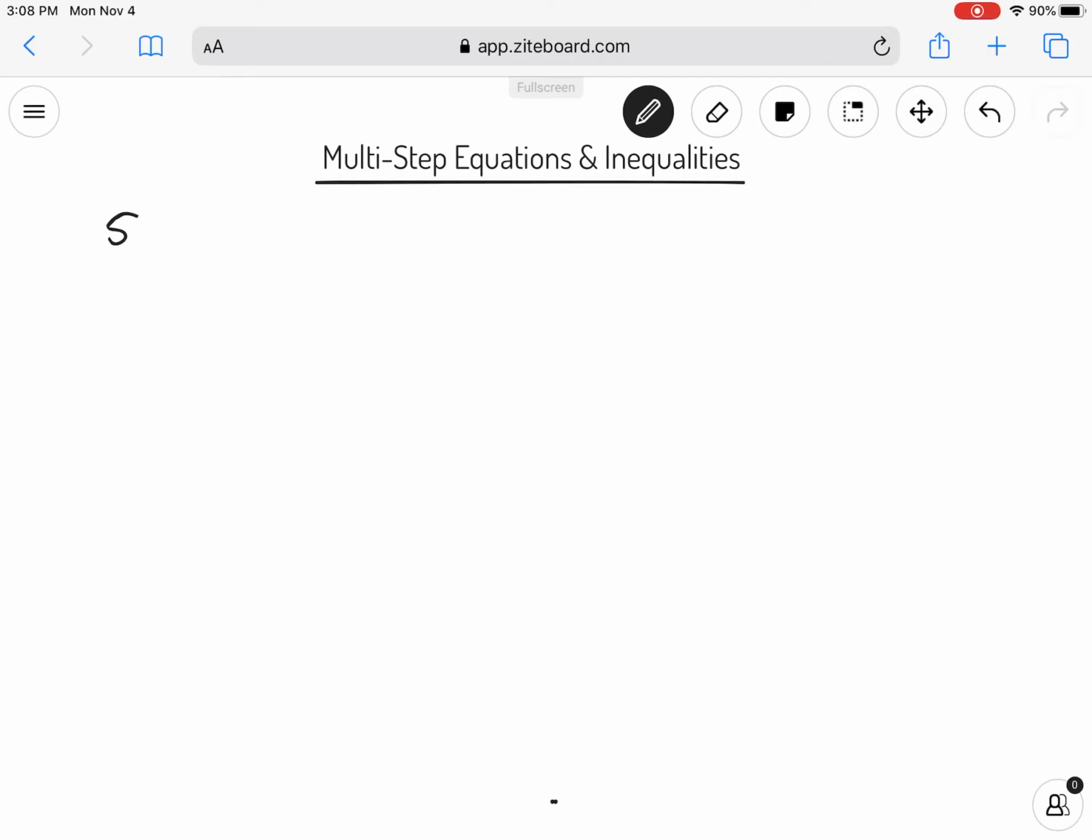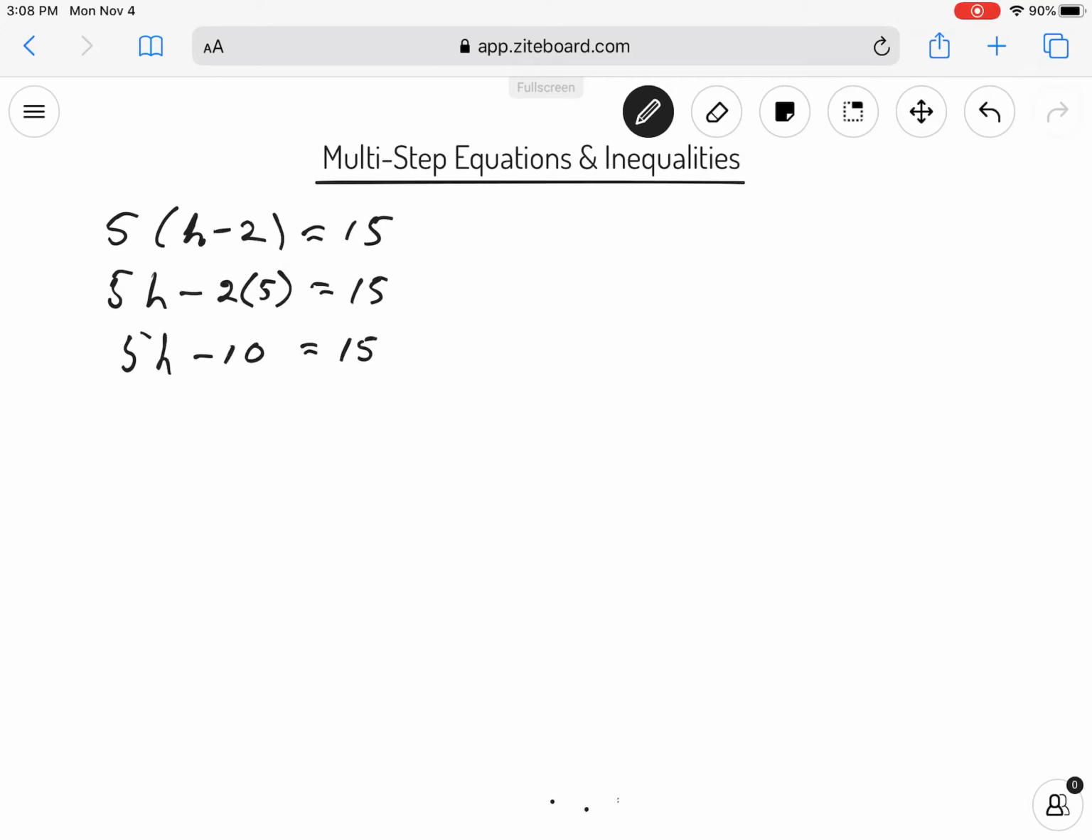So we have 5 times h minus 2 equals 15. So I want to distribute the 5 to the h minus 2. So that means I multiply 5 times the h, and I have a negative 2 times the 5. That still equals 15. So I have 5h minus 10 equals 15.